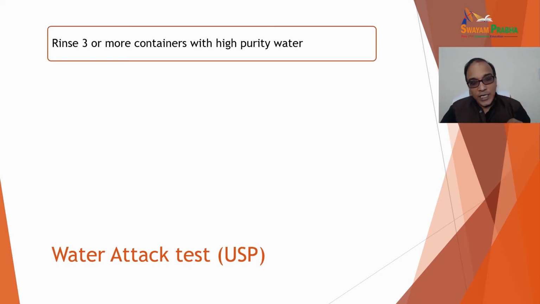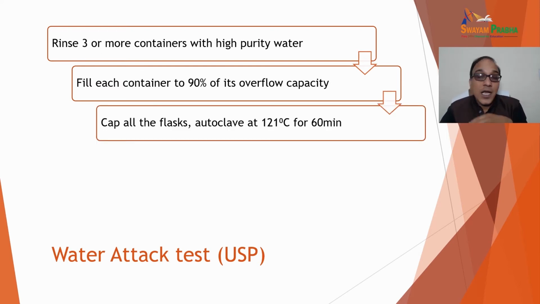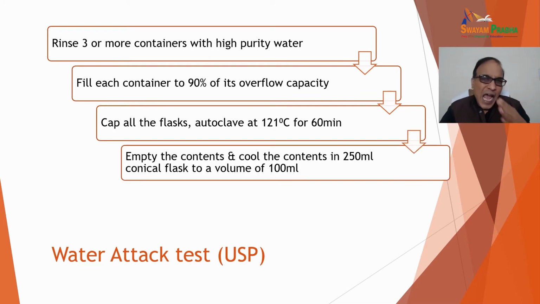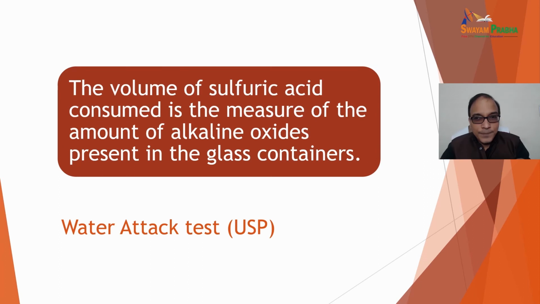Rinse 3 or more containers with high purity water to determine the water attack test. Fill each container to 90% of its overflow capacity. Cap all the flasks and autoclave at 121 degrees Celsius for 60 minutes. Empty the contents and cool them in a 250 ml conical flask to a volume of 100 ml, and then add 5 drops of methyl red solution. What is going to happen? The volume of sulfuric acid consumed is the measure of the amount of alkaline oxide present in the glass container.